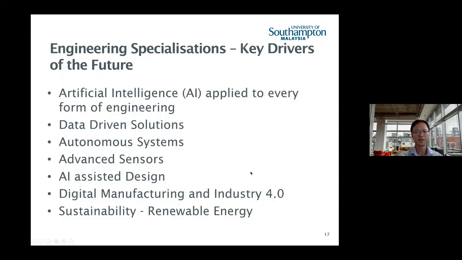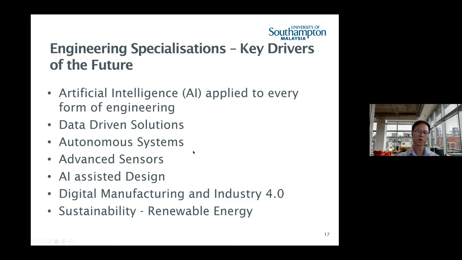So in summary, what is going to be important for mechanical engineers, for aeronautical engineers, for astronautical engineers, and any engineering specialization for that matter? You will need to be equipped with awareness or even in-depth knowledge of artificial intelligence. You'll need to be taught how to apply data-driven solutions to solve engineering problems. Whether you're talking about cars or planes, autonomous systems will be coming into the forefront. You need to learn how to design these systems.